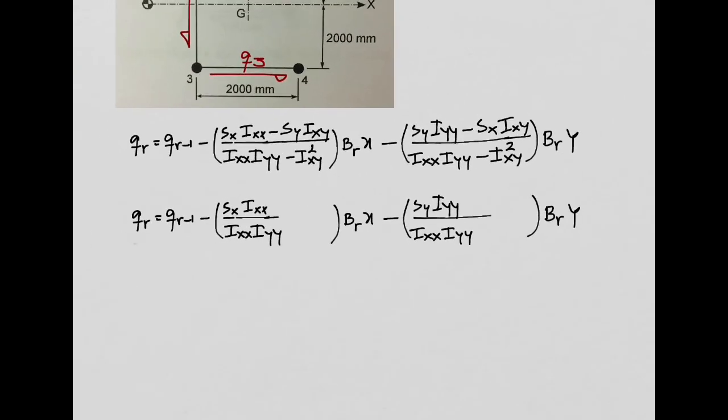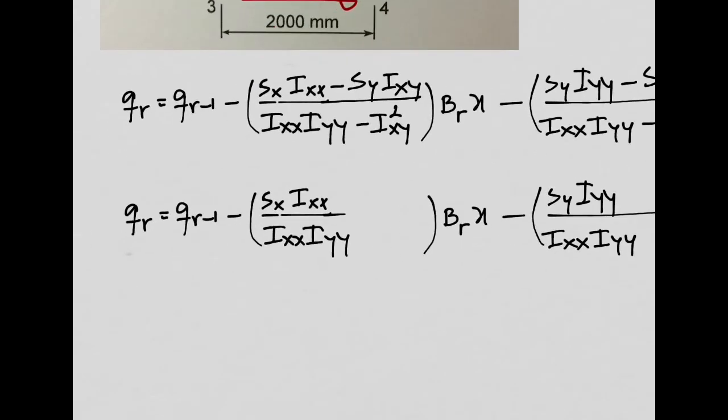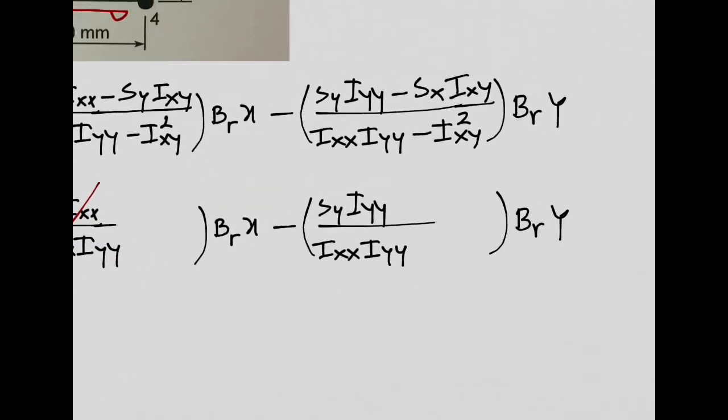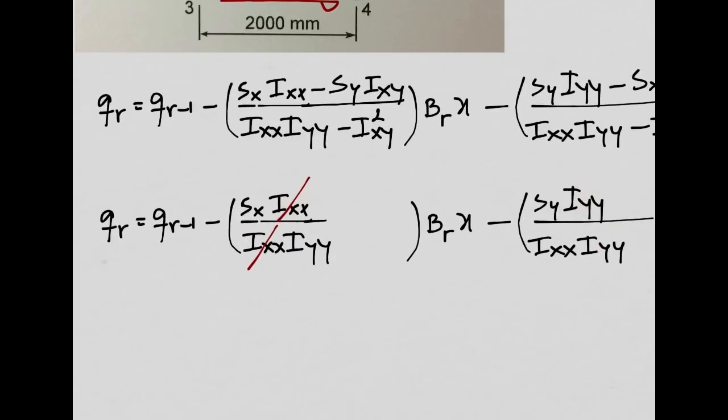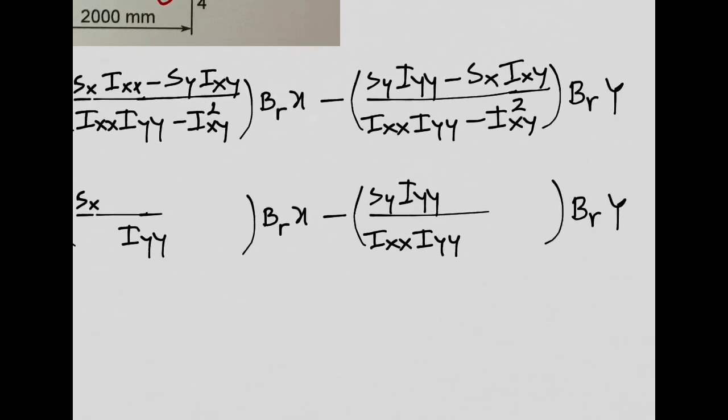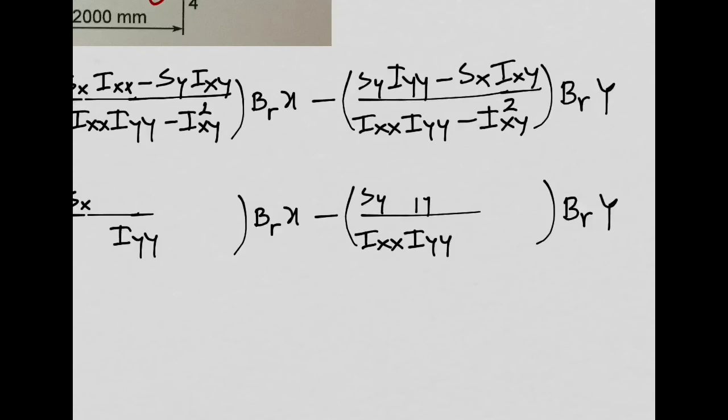Now, what else can I do? Look at this. I can cancel here my Ix, second moment of area about x-axis, and here I can cancel my second moment of area about y-axis. I can do this, right? So I'm going to delete this guy and this guy. Okay? And here I'm going to delete this and this. Right?